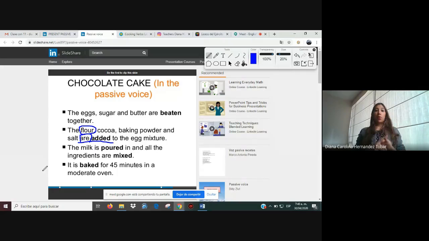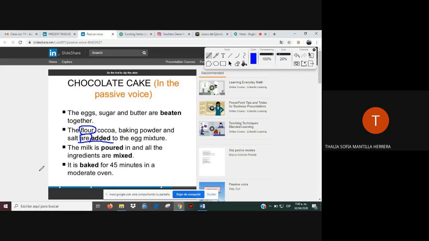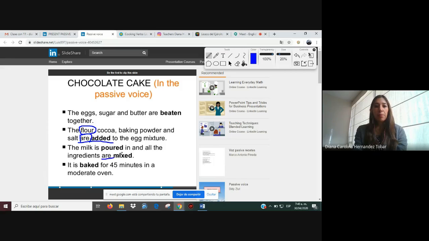Okay, it's poured and mixed, because if it's past, it sounds like a t. So, Talia, could you please tell me in the sentence that Evelyn read, which is the passive voice structure? Could you please read that part? The ingredients are mixed. Okay, are mixed. Very good.